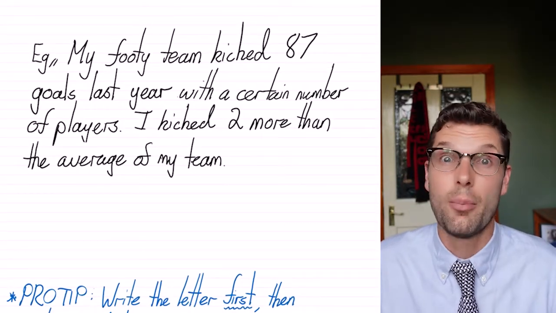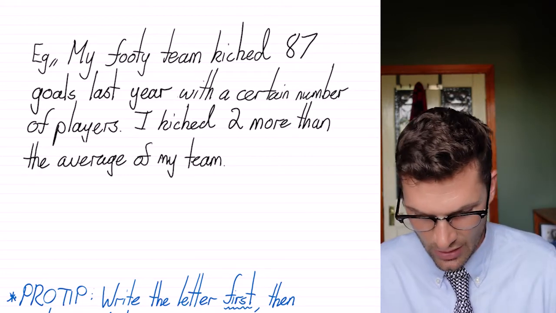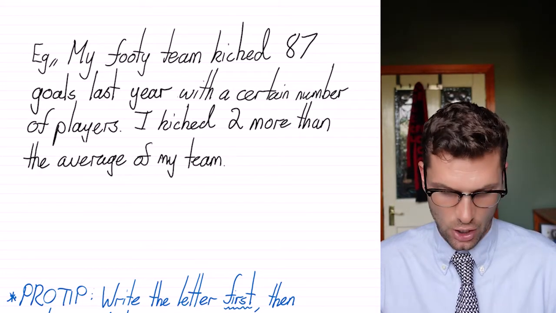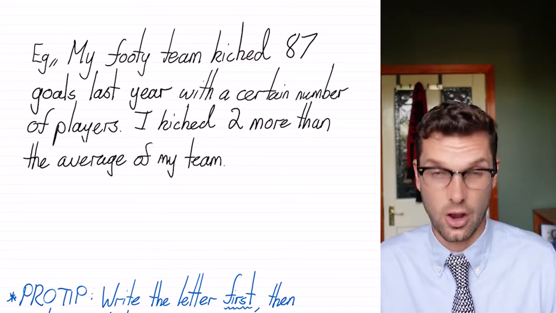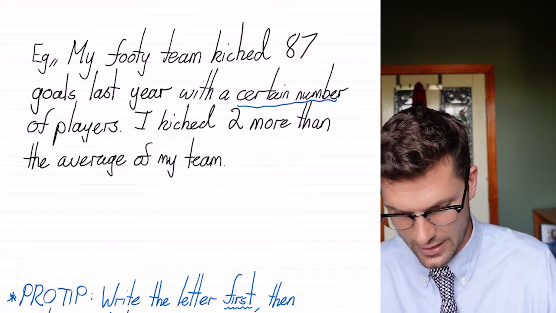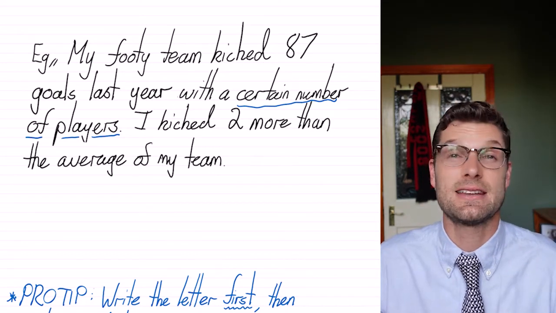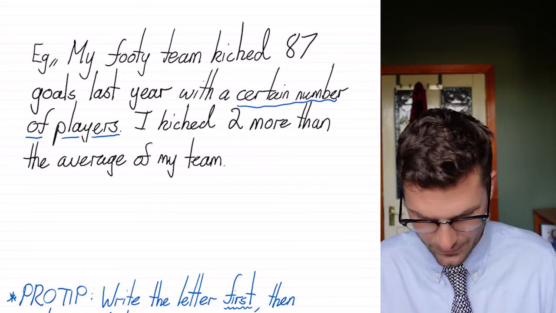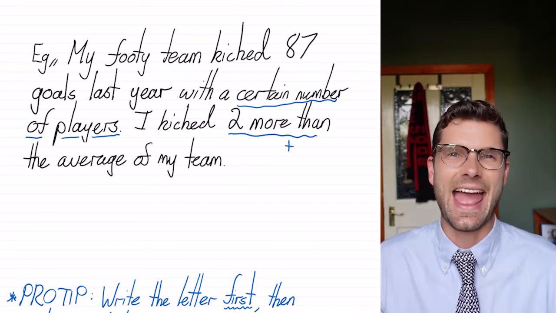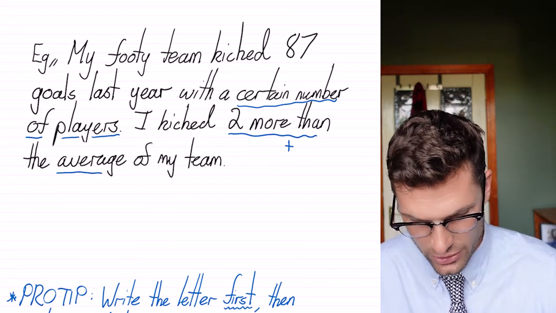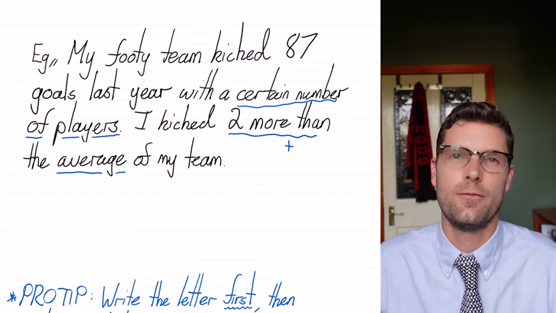Finally, you could get proper written sentences where we've got to work out an algebraic expression from it. So if this footy team kicked 87 goals last year with a certain number of players. So what we kind of know here is that the number of players is our unknown. Okay, we don't know how many players there are, but it doesn't actually matter for us to write a good expression. I kicked 2 more than, so we know we're going to have a plus, than the average of the team. So the average is the total amount divided by the number of people.